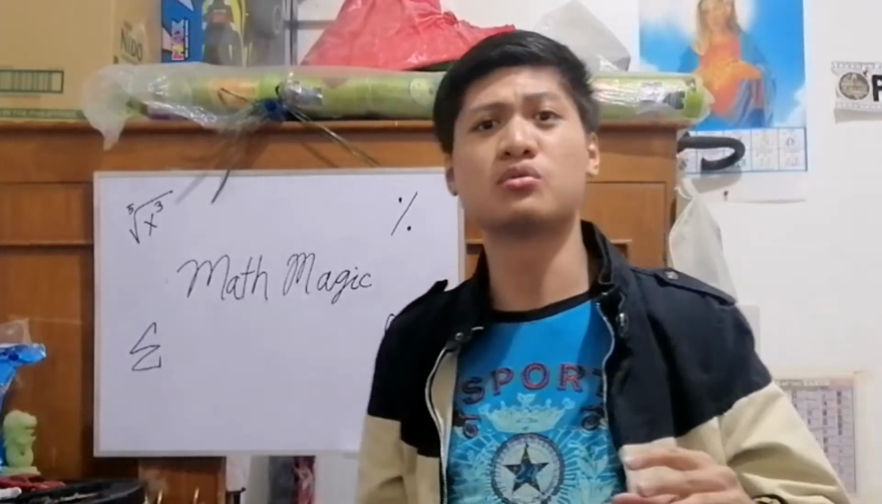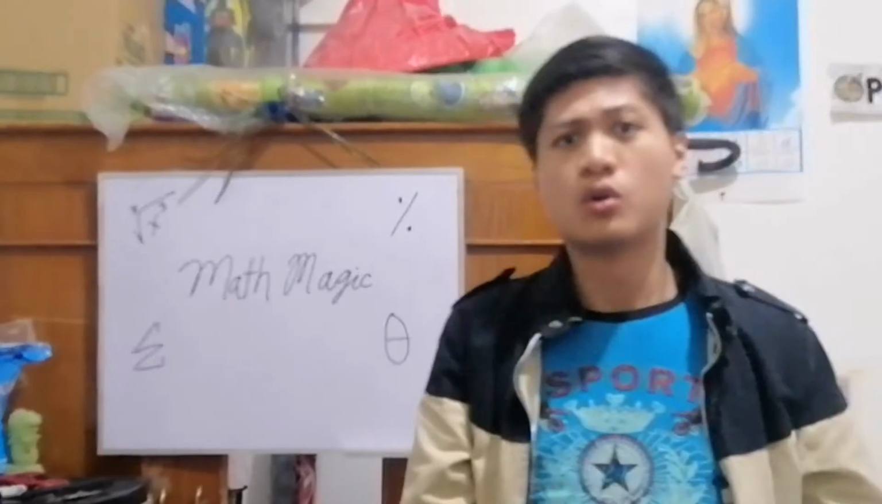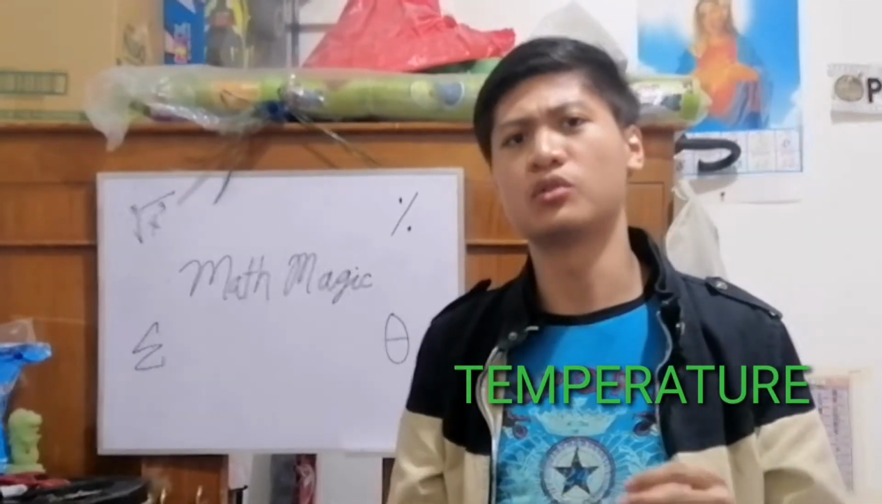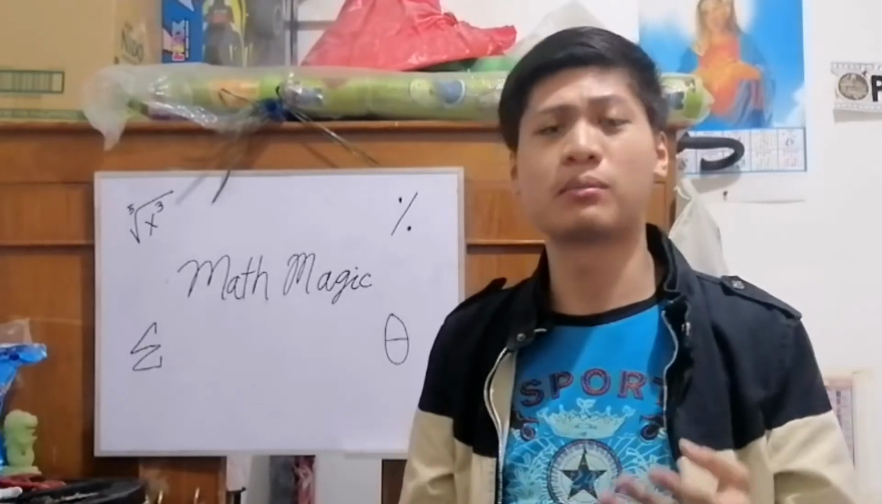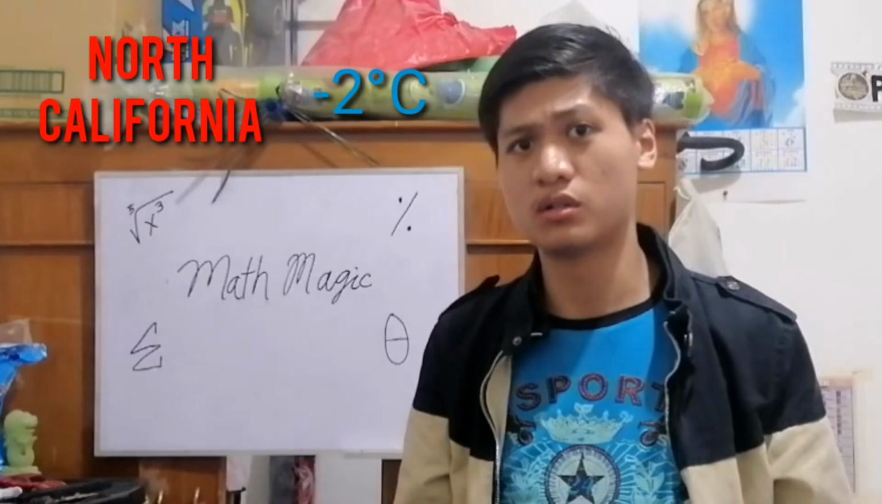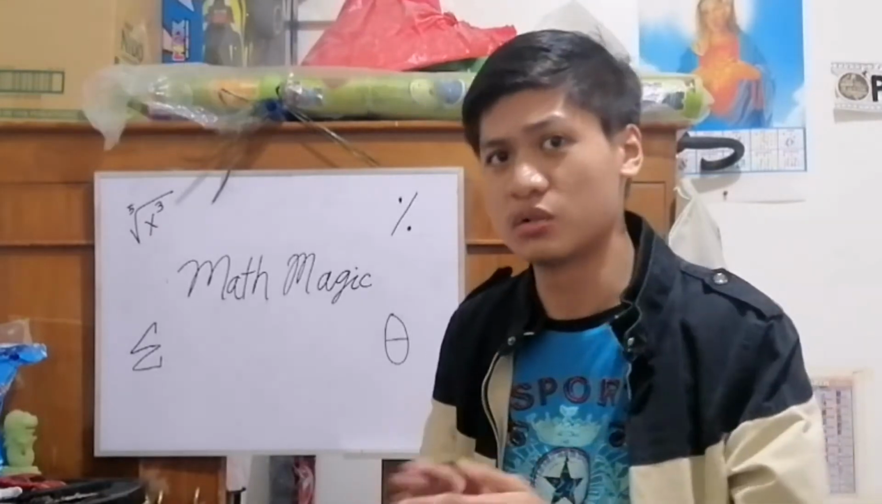These numbers are also used and applied everywhere. We also use them in temperature. So you can hear, for example, that in a place like North California it's -2 degrees Celsius. That means it is very cold. It is colder compared to 0 degrees Celsius.